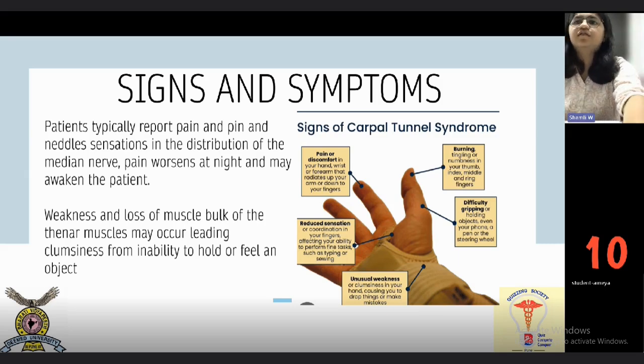There is tingling sensation, burning and numbness in the thumb, index and the middle finger, this part. There is unusual weakness in the thenar part. So when you pick up a pen, there is a chance that it might fall. So grip and the fine movements become very difficult due to loss of sensation. Daily tasks like typing become very difficult.